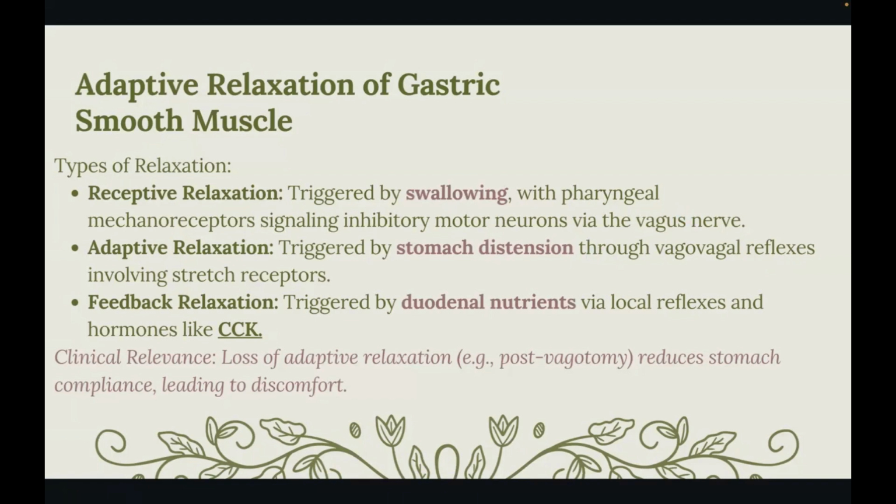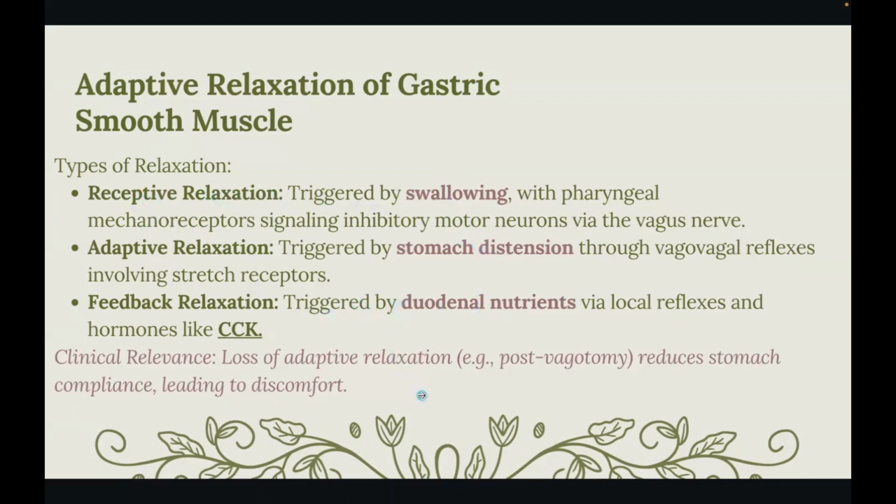Again, we said feedback relaxation is triggered by duodenal nutrients. Whenever the duodenum starts to absorb the nutrients, it's going to relax. This is mediated via local reflexes and hormones like CCK. This was mentioned very vaguely for now, because you're going to talk about the CCK hormone later, since the intestines are very heavily affected by it. For now, just memorize the bolded words, and receptive relaxation, swallowing, and so on.